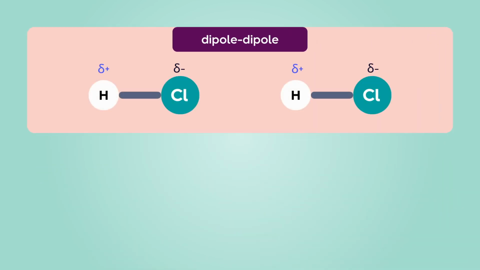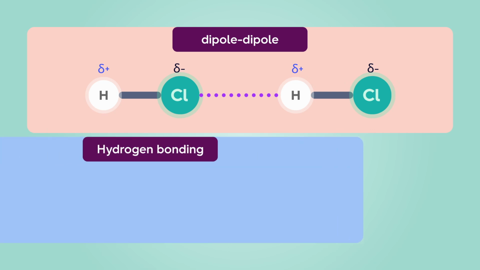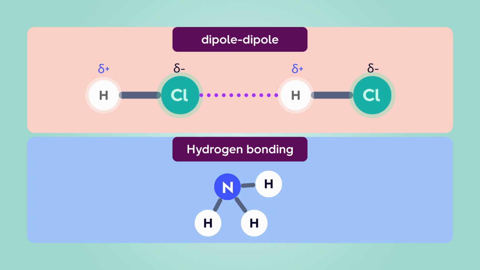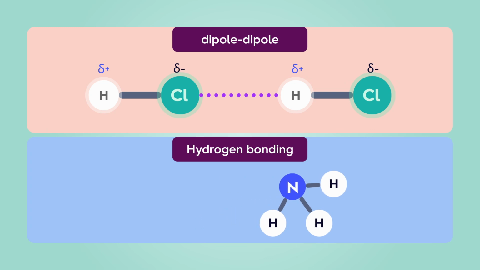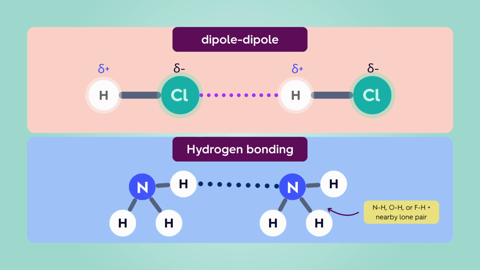Dipole-dipole interactions happen between polar molecules. Each molecule has one end that is a little more negative and another end that is a little more positive, so they line up attractively. A special, stronger case is hydrogen bonding. This happens when hydrogen is bonded to nitrogen, oxygen, or fluorine, and is attracted to a lone pair on nitrogen, oxygen, or fluorine in a nearby molecule.